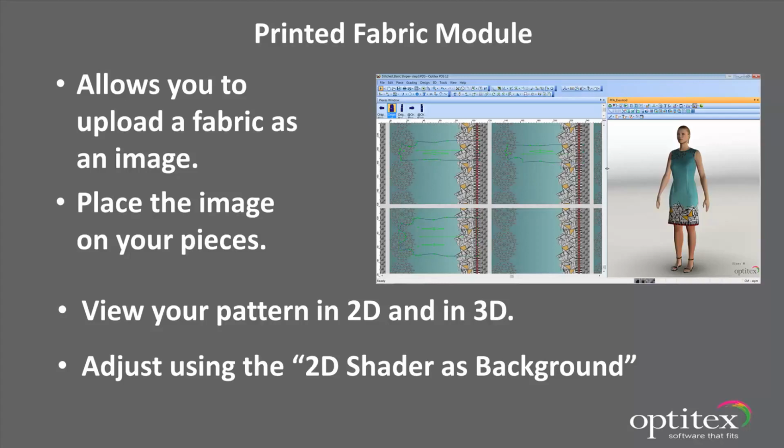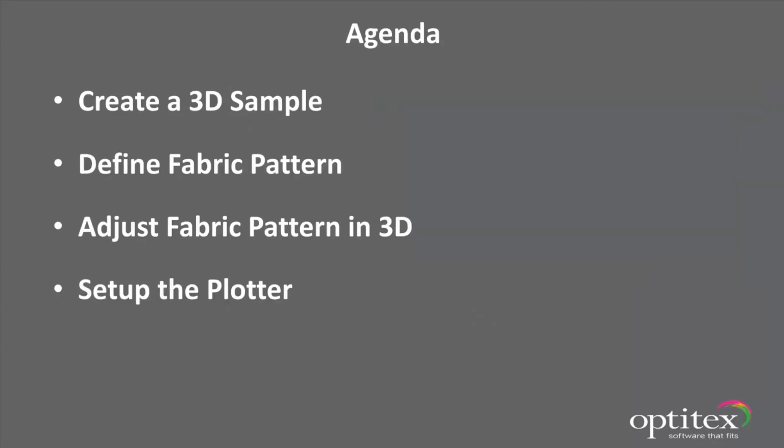You can then adjust the placement until the printed fabric lies on the garment as desired. In this session, you will learn how to create a printed fabric virtual sample by creating a 3D sample, defining your fabric pattern, adjusting the fabric pattern in the 3D environment, and then setting up your plotter.